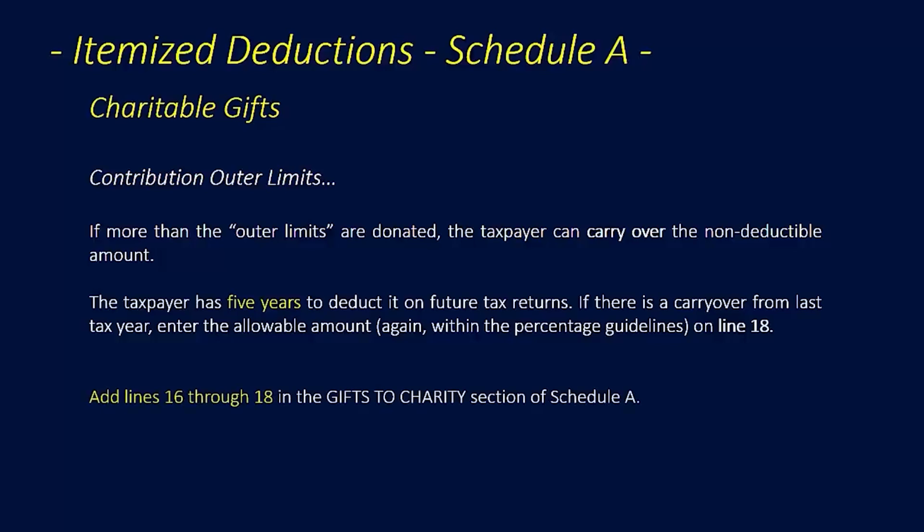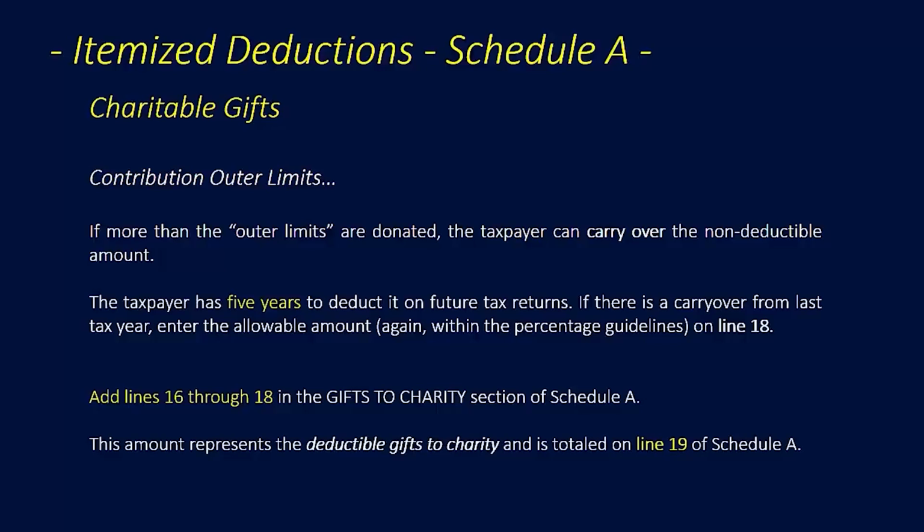We add lines 16 through 18 in the Gifts to Charity section of Schedule A. This amount represents the deductible gifts to charity and is totaled on line 19.